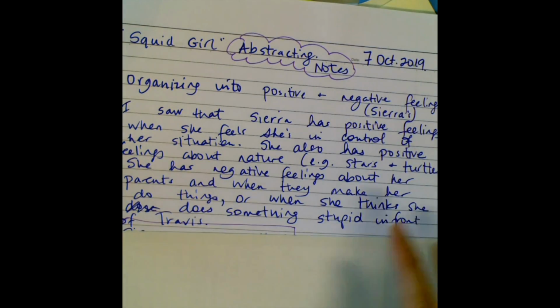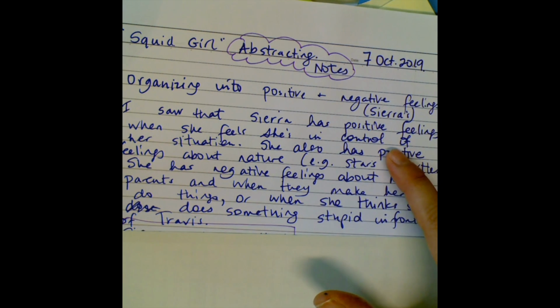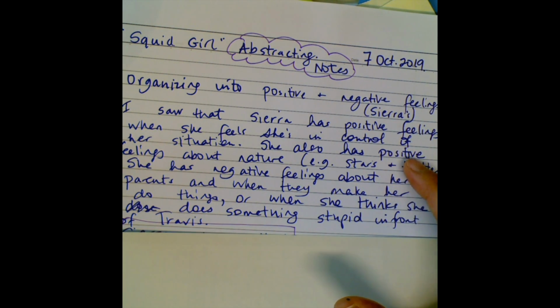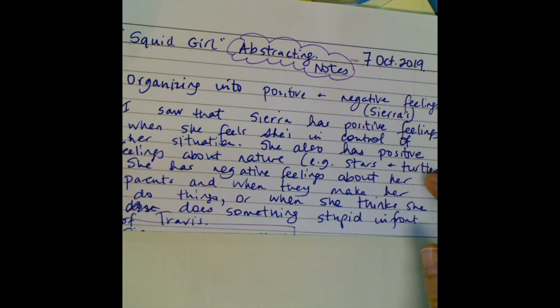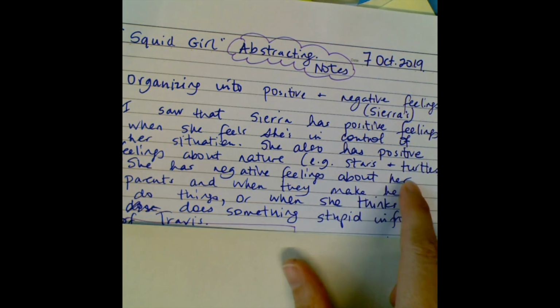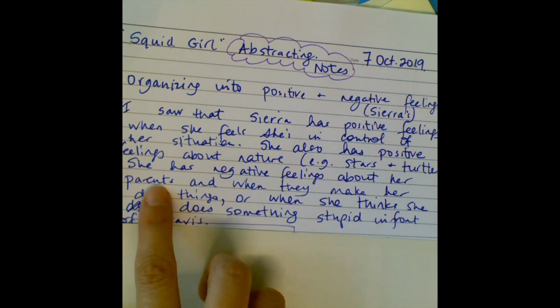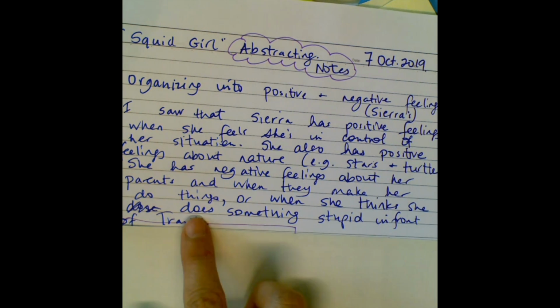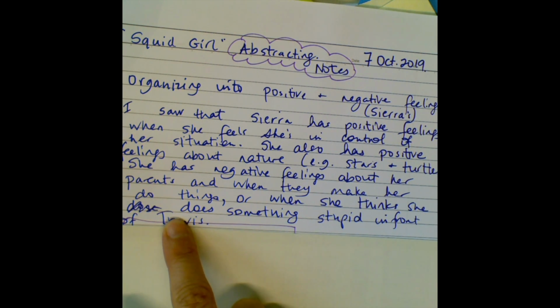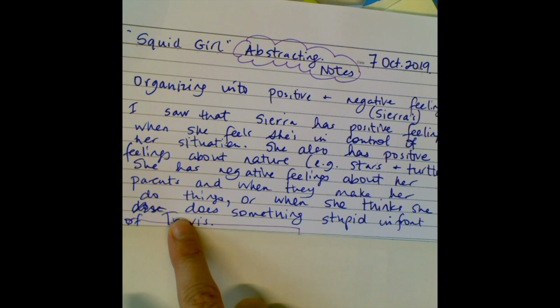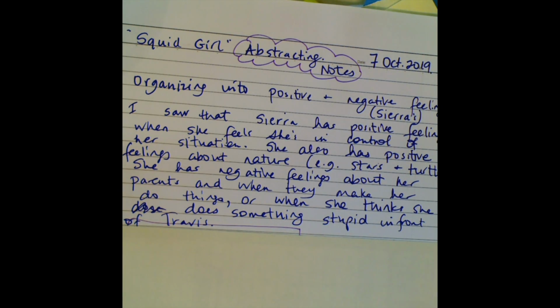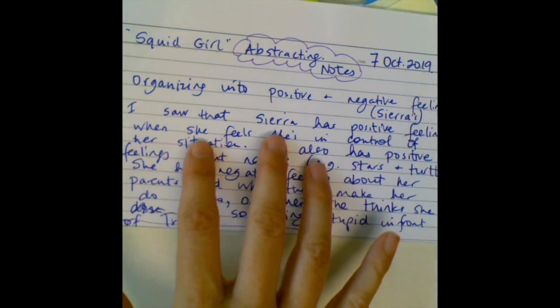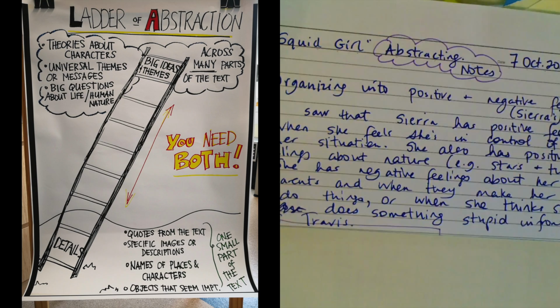I saw that Sierra has positive feelings when she feels she's in control of her situation. She also has positive feelings about nature, for example, stars and turtles. She has negative feelings about her parents and when they make her do things, or when she thinks she does something stupid in front of Travis. So this is just me summarizing what's in my organizing notes. But then, this is maybe in the middle of the ladder of abstraction, and in order to get up a little bit higher in the ladder of abstraction, I might need to use some prompts to push my thinking.